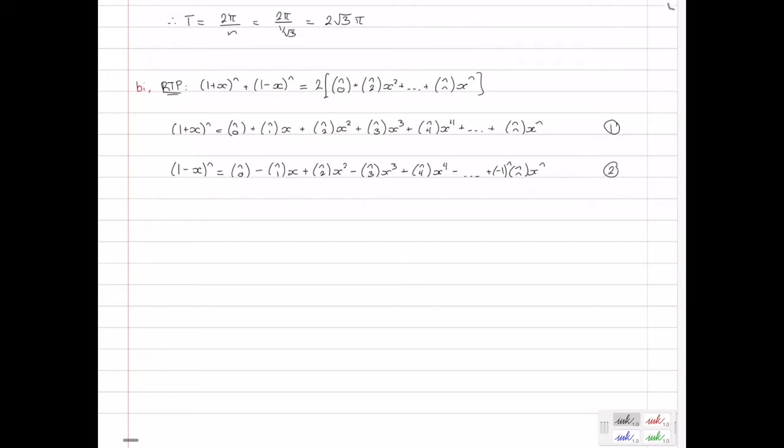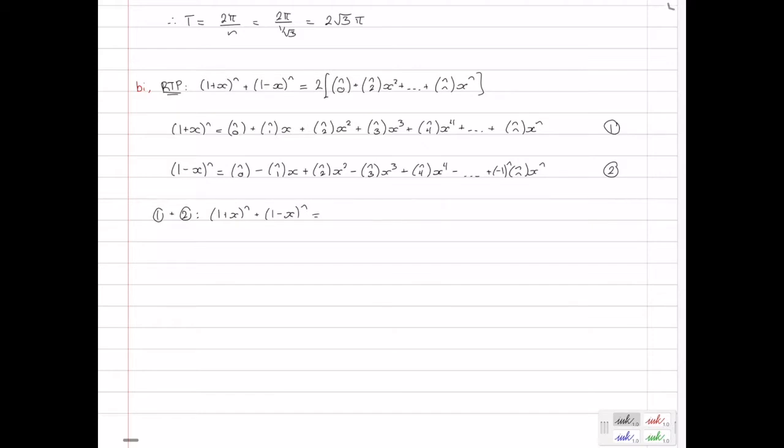Because we know that n is even. Since n is even, this is going to be negative 1 to the power of an even number, which is going to be positive 1. But it's fine to just leave it like this for the moment. Anyway, we want to add these two up in order to get the left-hand side of what we're required to get. So if we get equation 1 plus equation 2, we have 1 plus x to the n plus 1 minus x to the n.